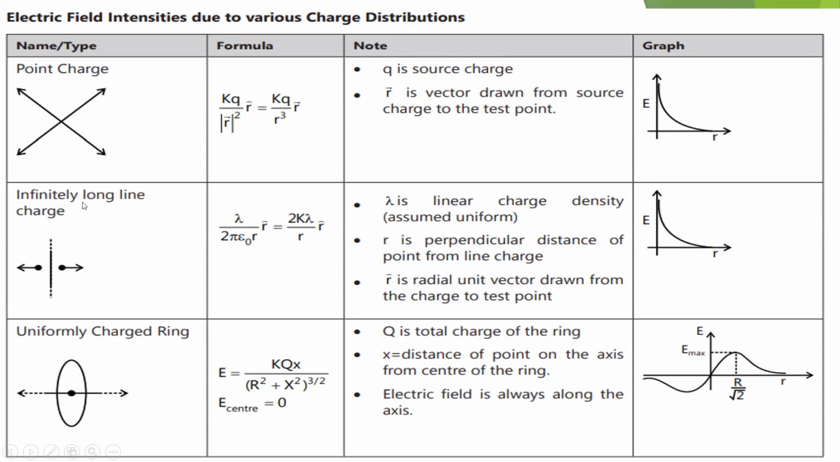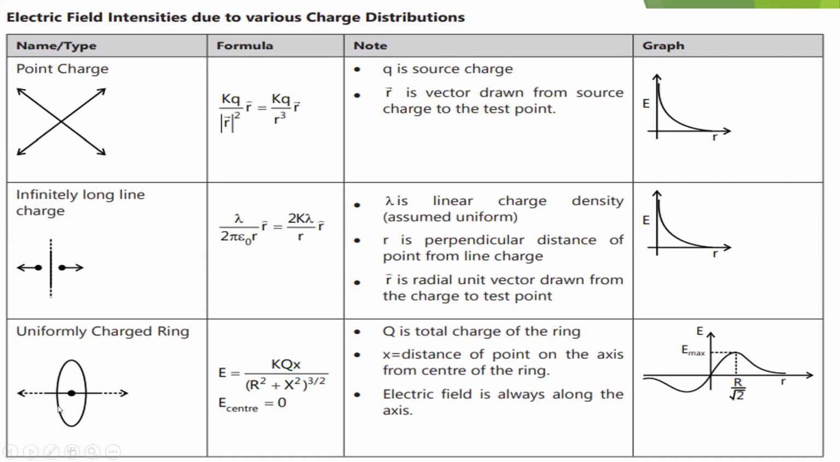Now, if the charge is an infinitely long line charge, your equation will change, that is lambda by 2 pi epsilon 0 r, which is equal to 2k lambda by r, where lambda is the linear charge density. Suppose all the charges are along a wire. Wire means, from one end to the other end it is full of charges, which means there is a charge density along the wire, represented as lambda. So lambda is nothing but linear charge density. r is the perpendicular distance of the point from the line charge, and r cap is the radial unit vector. If you draw E along the y-axis and r along the x-axis, again you will get a similar graph.